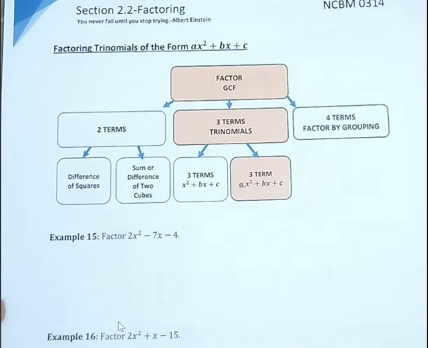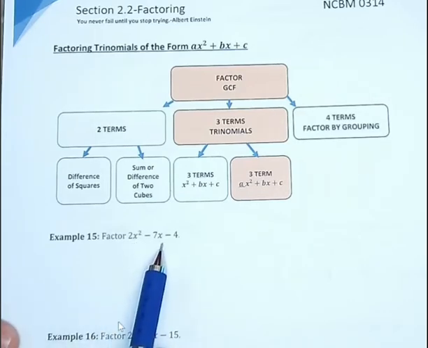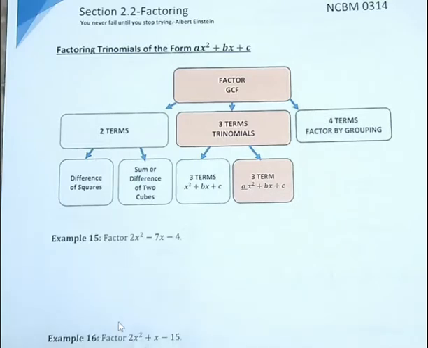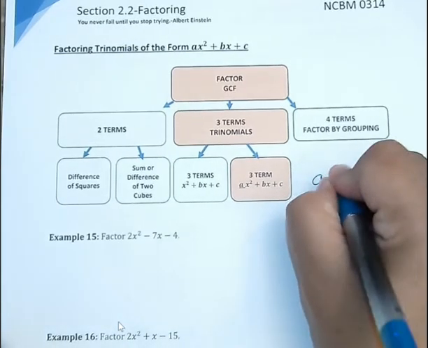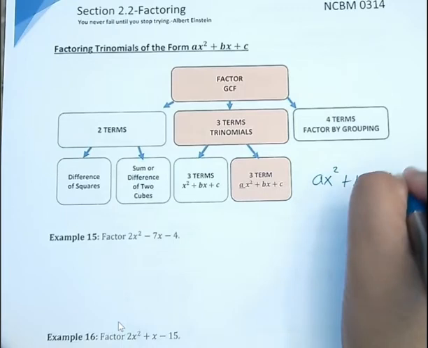So the idea here is going to be to somehow end up with 4 terms so that we can use grouping. There are other ways to do this. You can do a guess and check, for example, but I'm going to show you this method. General form, ax squared plus bx plus c.